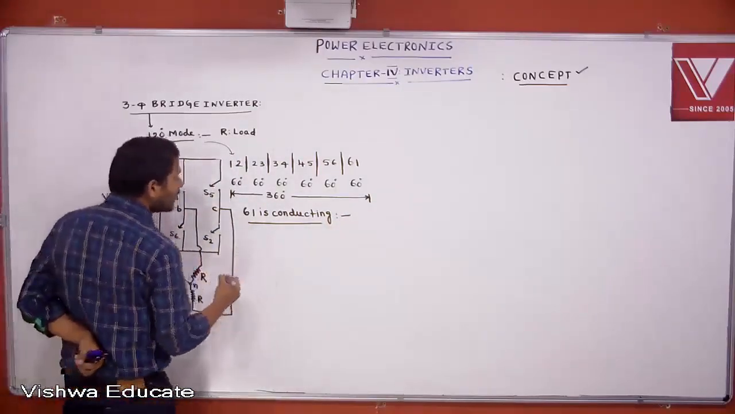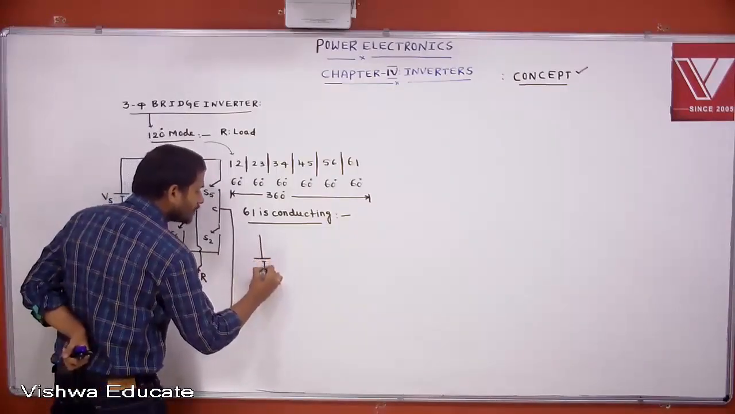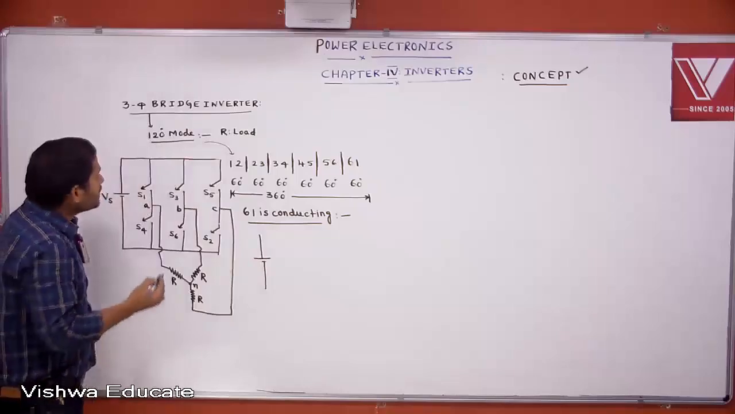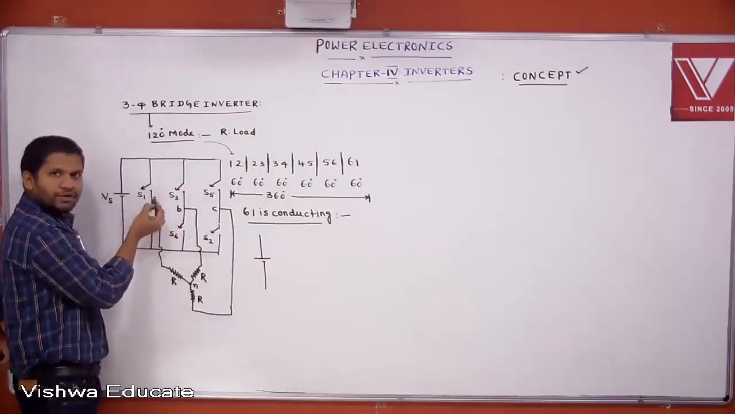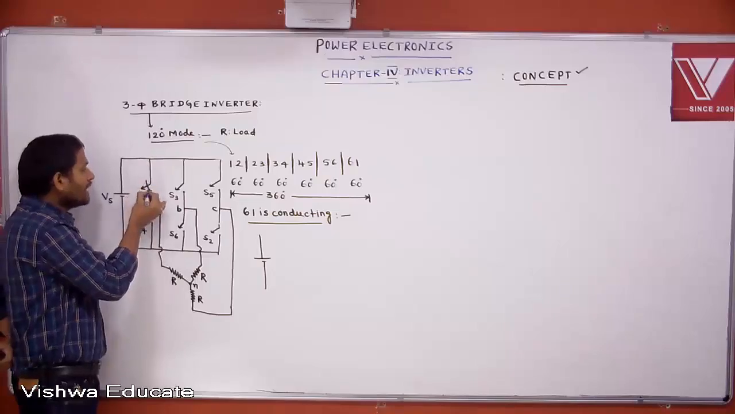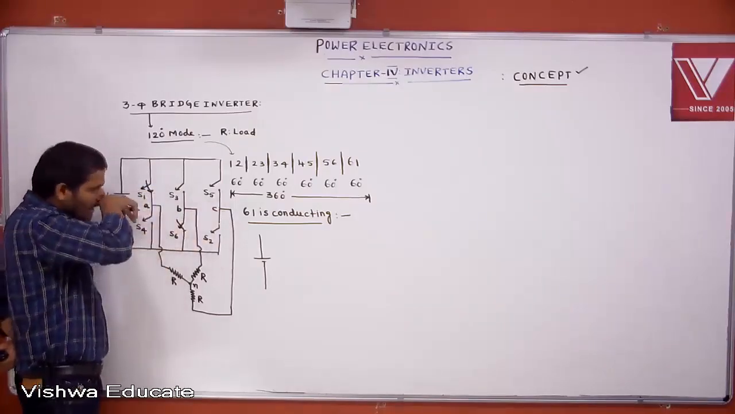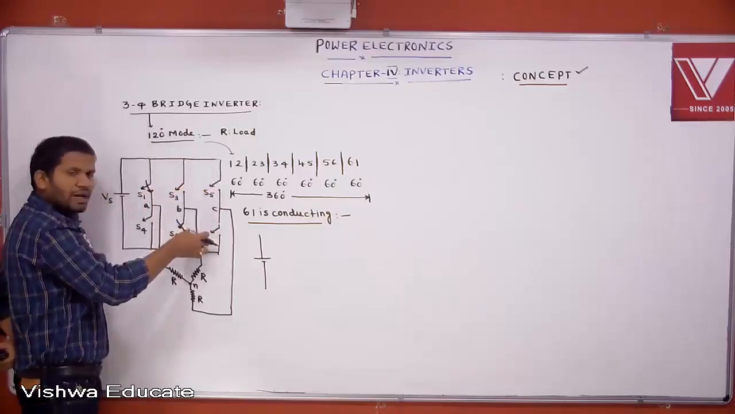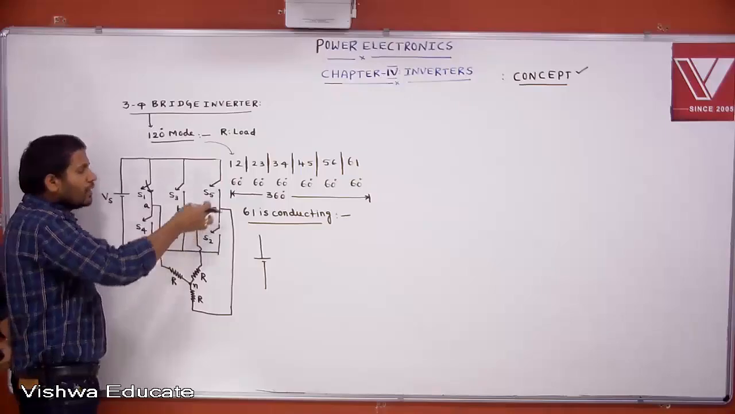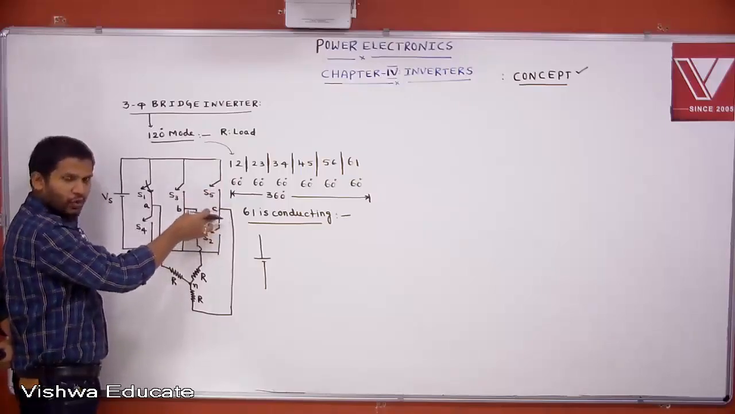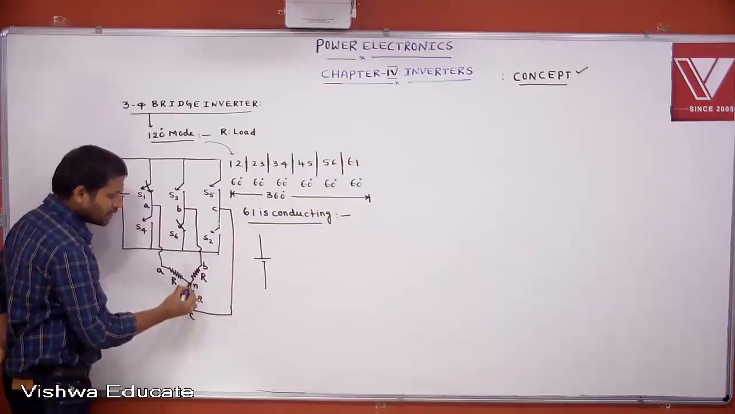6, 1 conducting means from this we can draw the equivalent circuit. Directly I am drawing. 6 means which phase? B phase. 1 is which phase? A phase. 1 is conducting, 6 also conducting, but 5 and 2 are not conducting. In A phase 1 is conducting. In B phase 6 is conducting. No device in C phase. This is A phase, this is B phase, this is C phase, this is the neutral point.